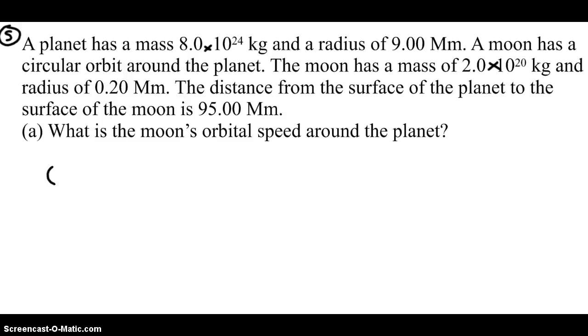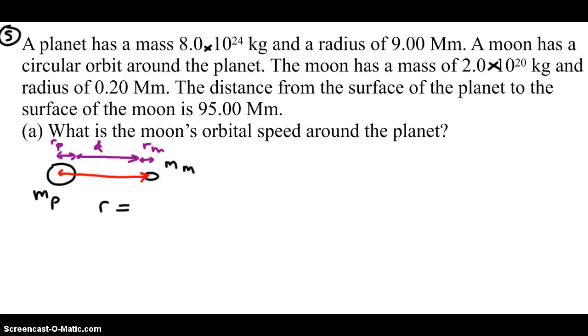We have a planet. The mass is given. Here's the moon. Its mass is given. The radius of the planet is given. The radius of the moon is given. The surface-to-surface distance is also given. Radius of planet, radius of moon. The distance from center to center is the sum of those 3 values.